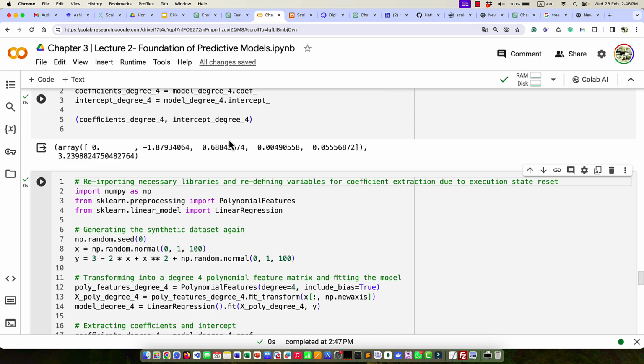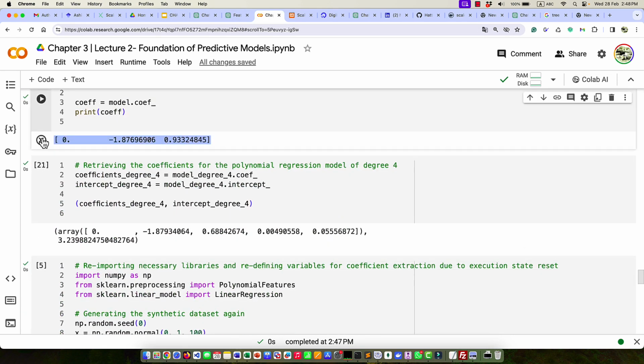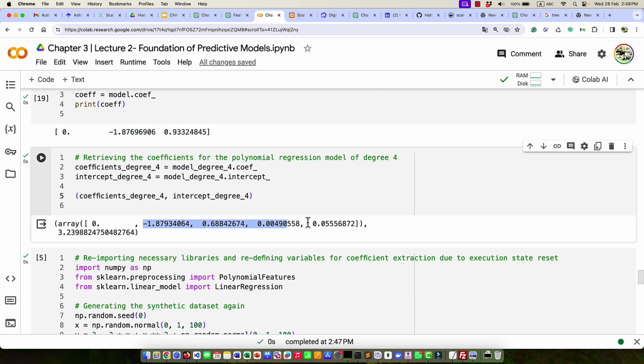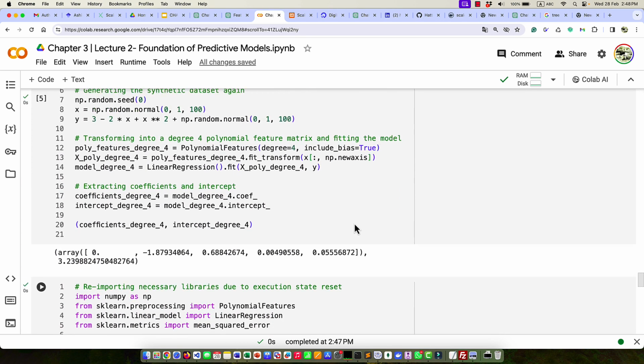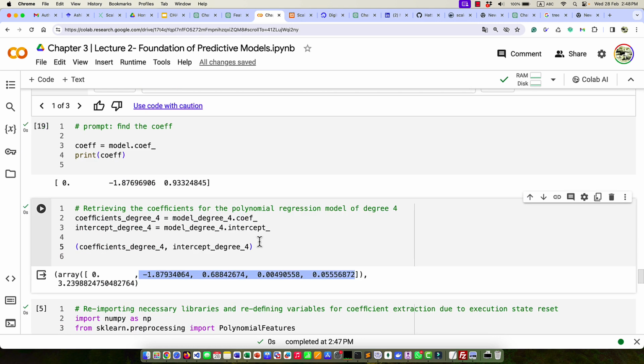So look now, in this notebook, this represents the coefficients at degree of 2, and this represents the coefficients at the degree of 4. And the intercept, when I say intercept, is beta 0. And these are the coefficients for x, x squared, x cubed, and x to the power of 4. What's the coefficient of x? This is the coefficient of x. This one is the coefficient of x squared. This is the coefficient of x cubed. And this is the coefficient of x to the power of 4.